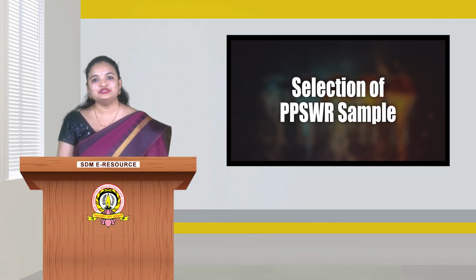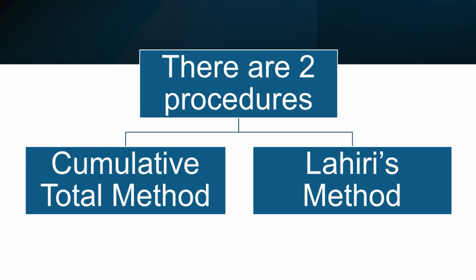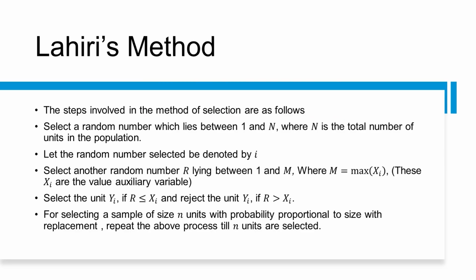So today we are going to know about selection of PPSWR sample. Selection, in the sense, as we have discussed earlier, means we need to select one unit from the population as a sample. Here we will be having two methods. One is the cumulative total method, another one is Lahiri's method. First we will discuss Lahiri's method.